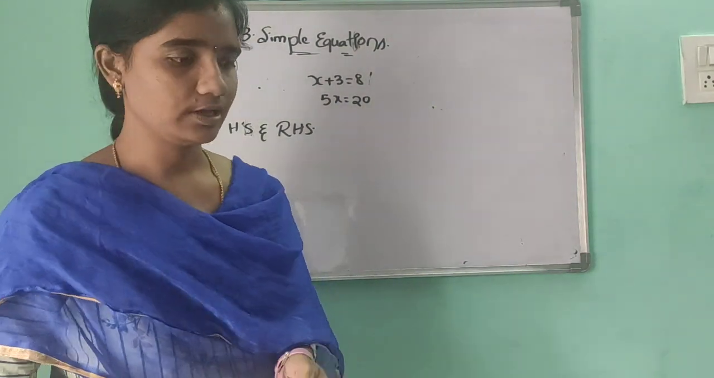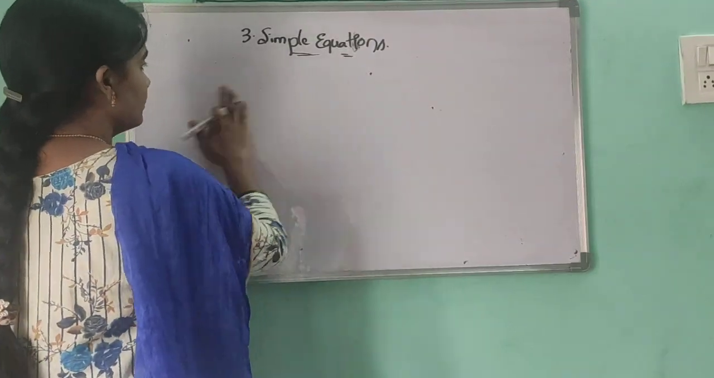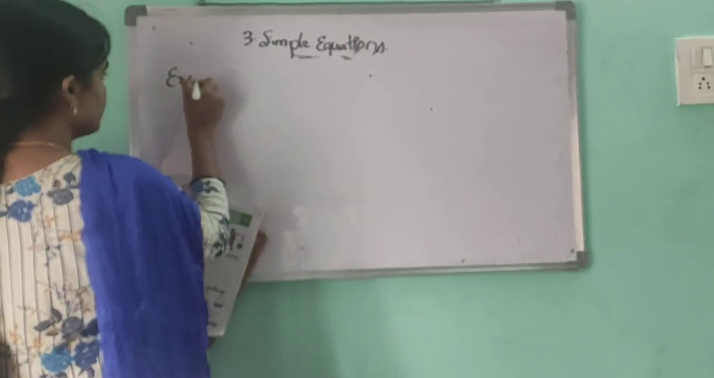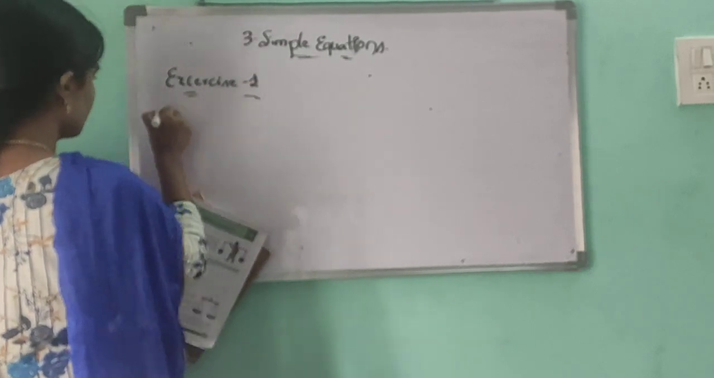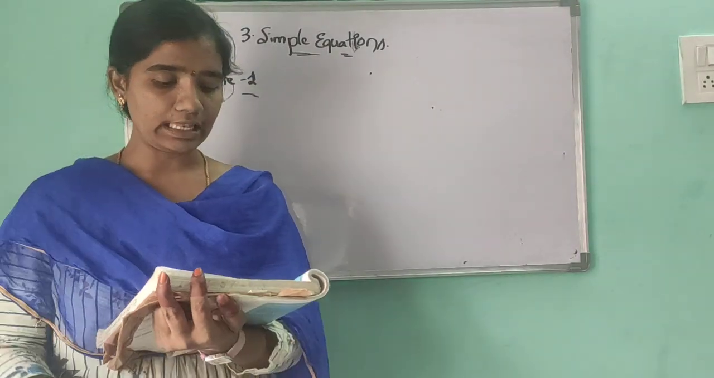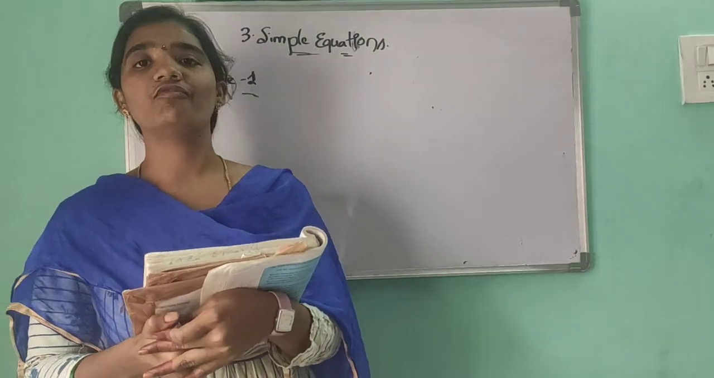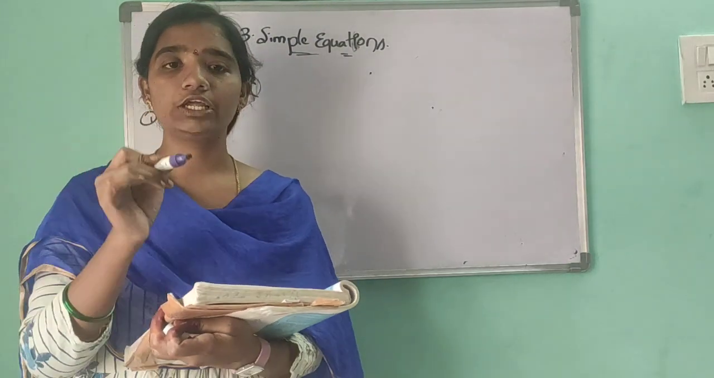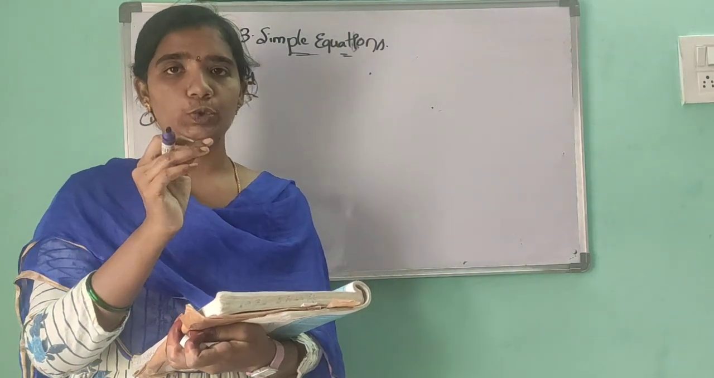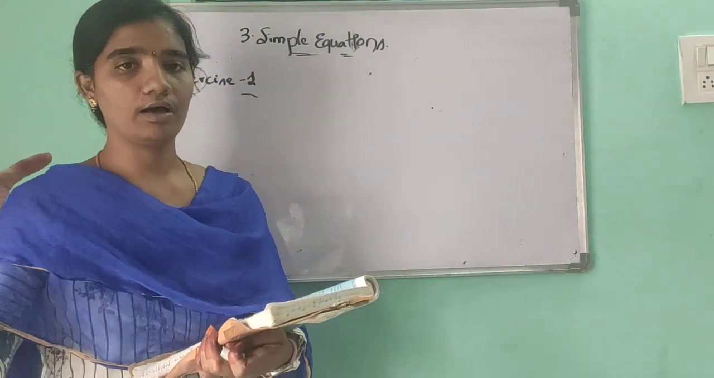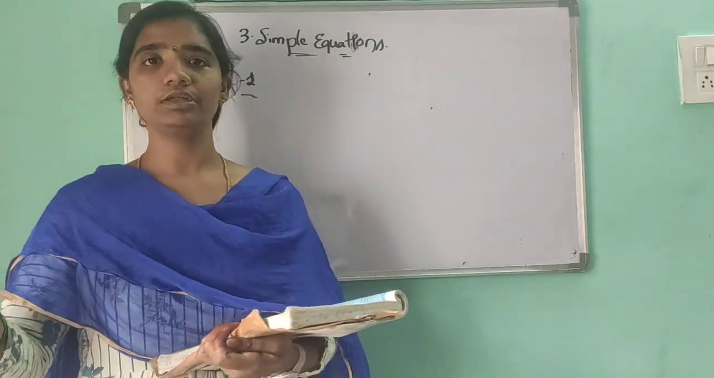Let's see the exercise we are doing. First exercise, question 1. First one: write the LHS and RHS of the following simple equations. We already know what the LHS is. LHS means the expression on the left hand side of the equality, and RHS is the expression on the right side of the sum.